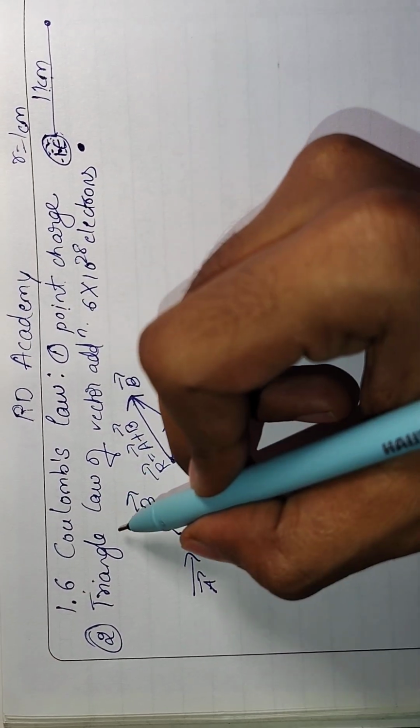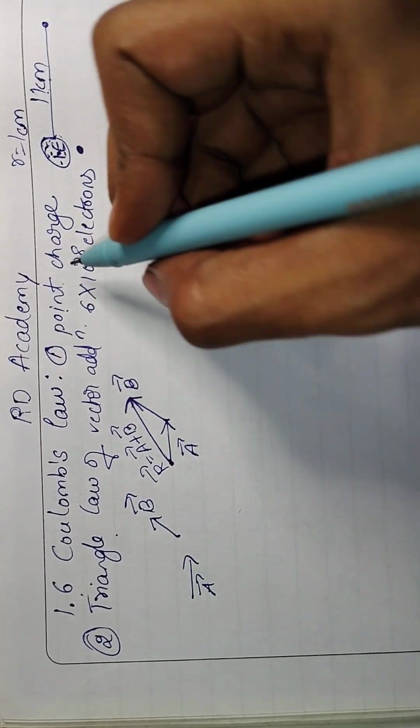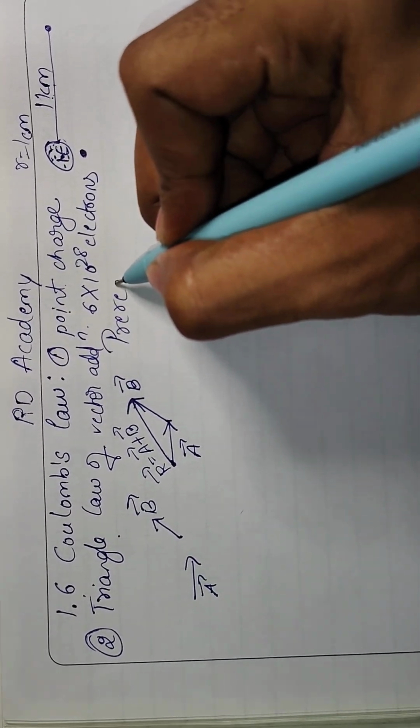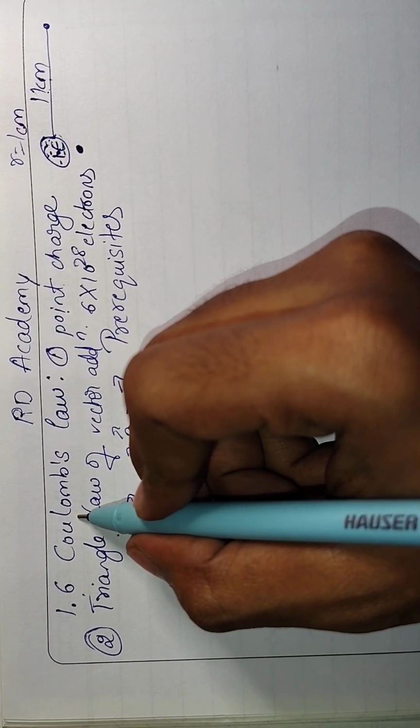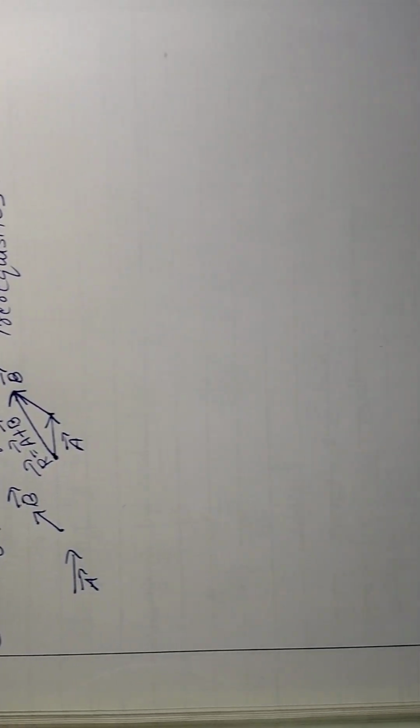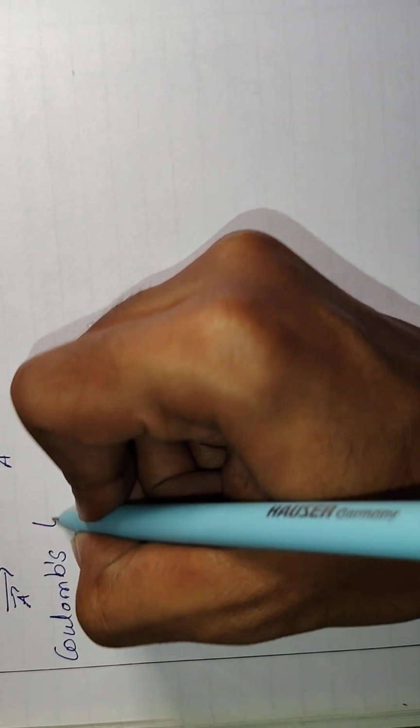So point charges and the triangle law of vector addition are the prerequisites that you need to know to learn Coulomb's law. Now without wasting time, we will jump into the statement of Coulomb's law and its mathematical equation. While writing the statement of Coulomb's law, it is much easier to write it after knowing the equation, so I will tell you that.